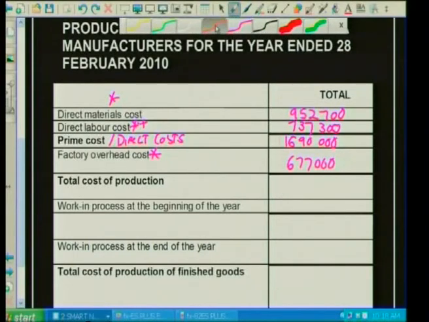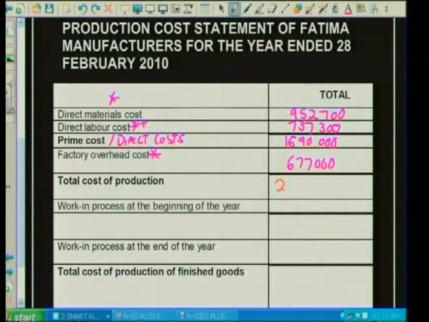Just want to change the color of my pen there. We are going to record our amount of 2,367,000. Okay, right, almost done. We now have our work in progress at the beginning of the year, which we're going to add. Work in progress at the end of the year, which we're going to subtract, and that will give us our total cost of production of finished goods for the year.